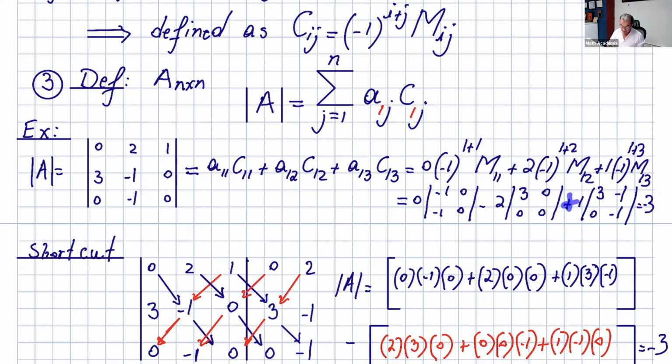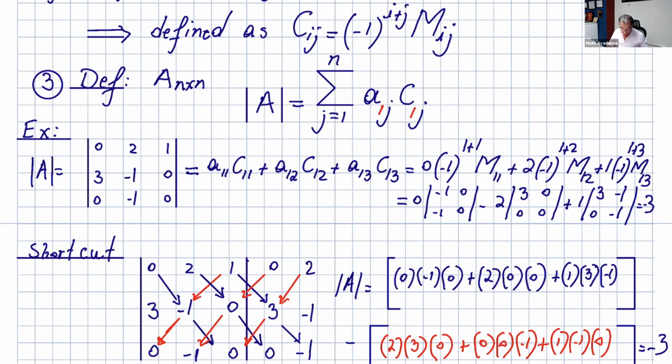So if you calculate all these, the determinants are pretty easy to calculate. These are 2 by 2 matrices. You just do that times that, -1 times 0 for the first one, and minus 0 times -1, and so on. And if you calculate all this, the answer should be -3.